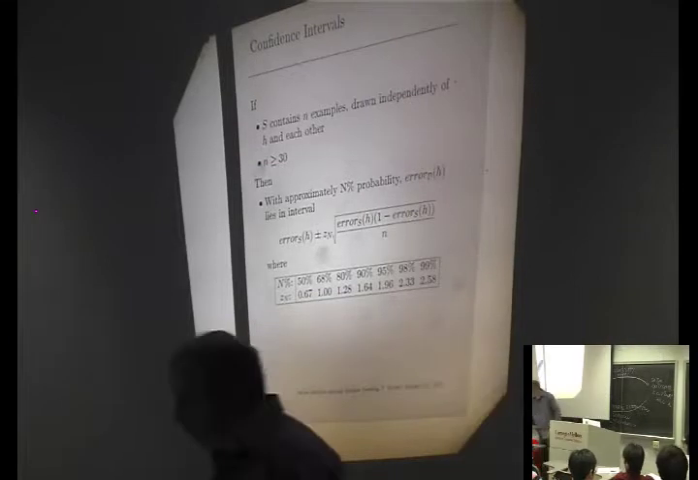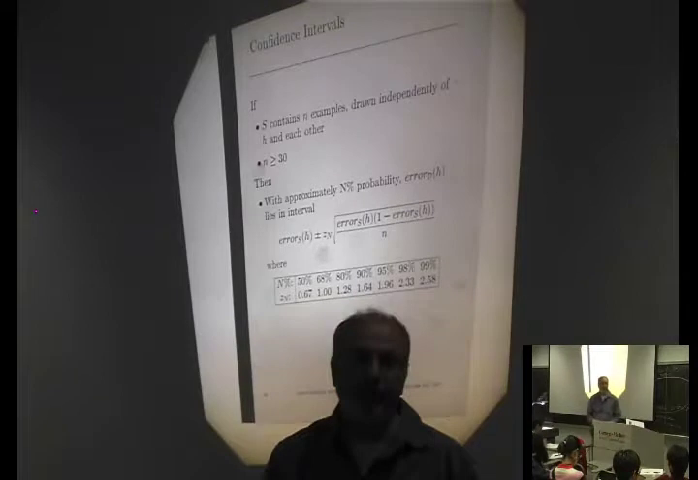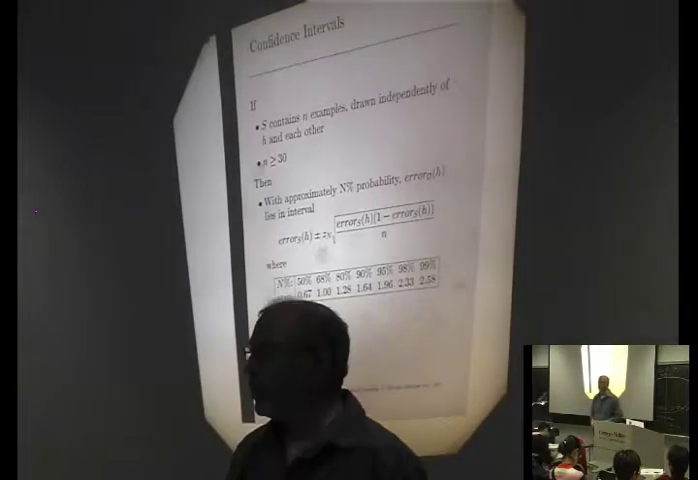Okay, now where did this restriction that n is greater than 30 come from? Anybody wants to guess, or anybody knows or remembers?